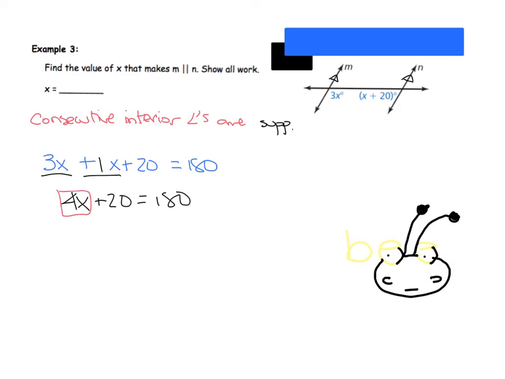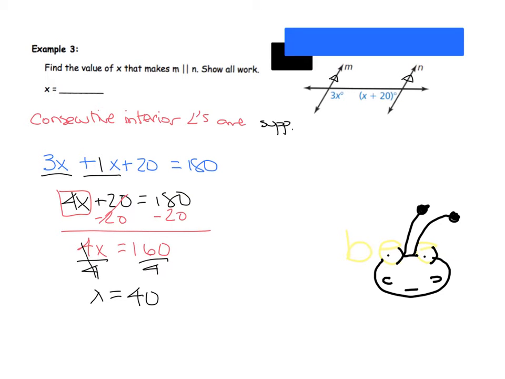All right, now I'm going to solve for x. So I have to subtract 20 to both sides first. And we get 4x equals 160. And then last step here is going to be to divide both sides by 4 because that's with the x. And we end up with x equal to 160 divided by 4 is 40. So x is 40.